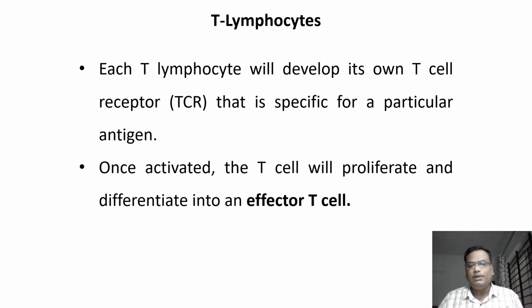Each T lymphocyte will develop its own T cell receptor that is specific for a particular antigen. Now, during the cell-mediated immune response process, each T lymphocyte will get sensitized and specialized, and it will develop its own T cell receptor that is specific for that particular antigen. Once activated, the T cell will proliferate and differentiate into an effector T cell.